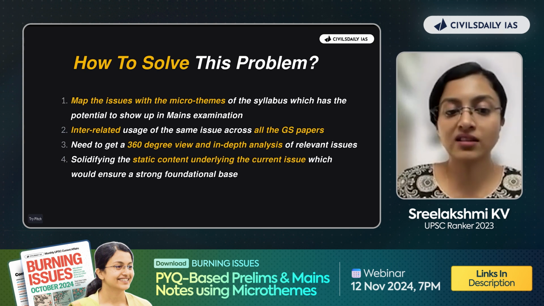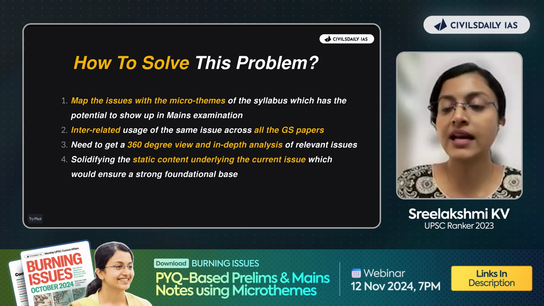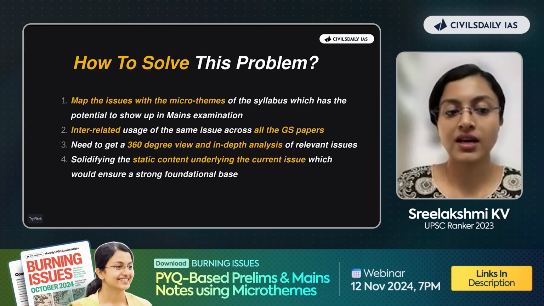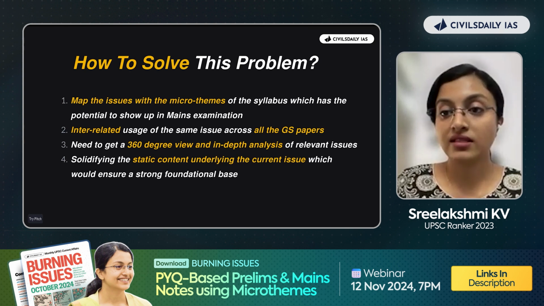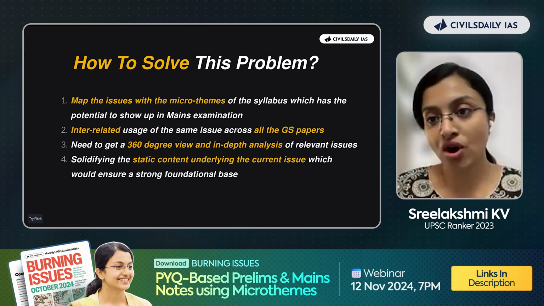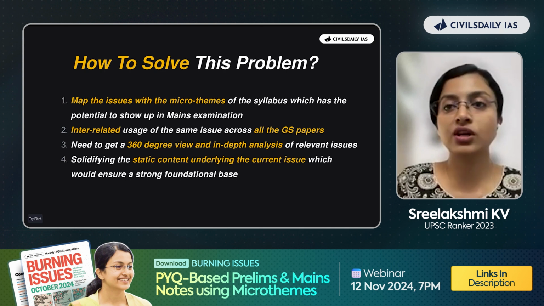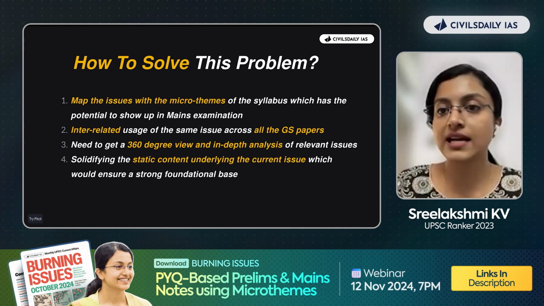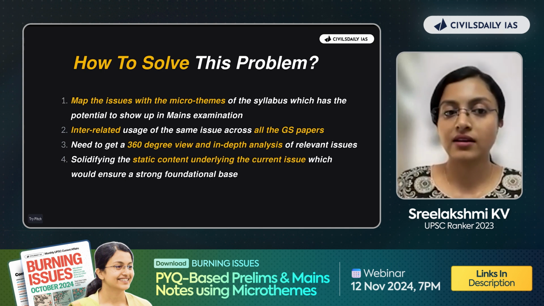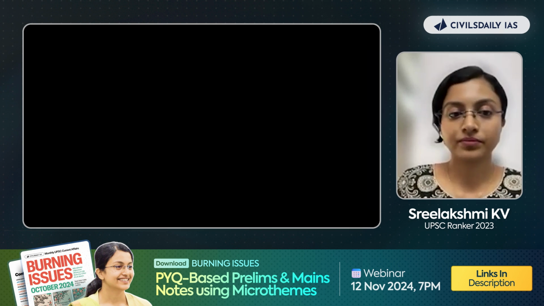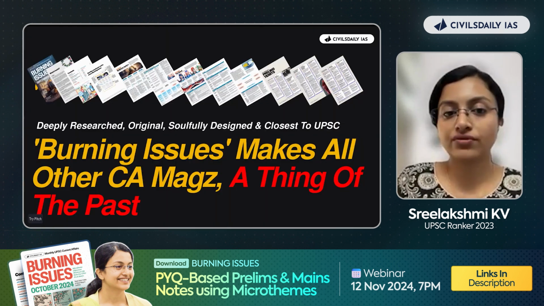Third one, we need to get a 360-degree view and an in-depth analysis of the relevant issues. Fourth, solidifying the static content underlying the current issue. This will ensure a very strong foundational base. UPSC sometimes might not ask you the current affair directly. It might ask you the static behind it. Okay. So what's the solution for all of this?